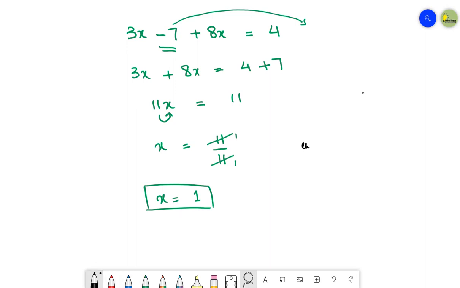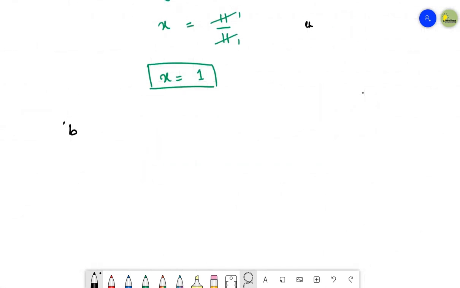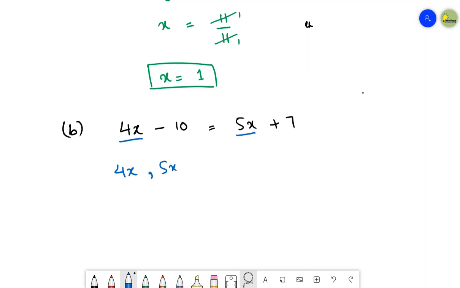Now let me do another part for the clarity of your concept. Part B. In part B, I have 4x minus 10 equals 5x plus 7. Now again, I have a term with x on the left hand side of the equation and another term with x on the right hand side, that is 5x. 4x and 5x are like terms. We know that 4x and 5x are like terms. They can be solved together.